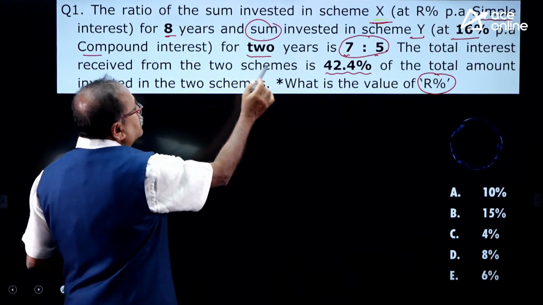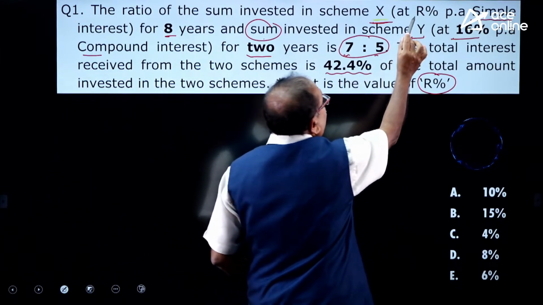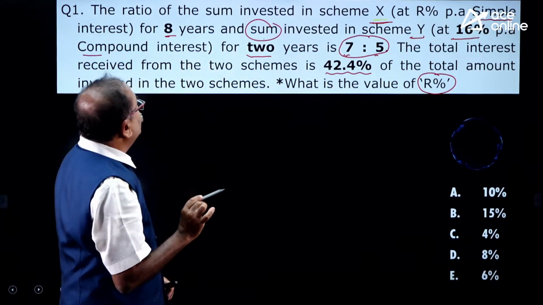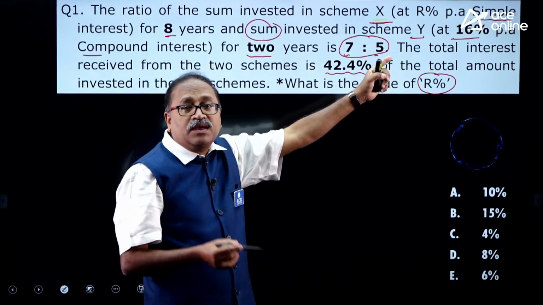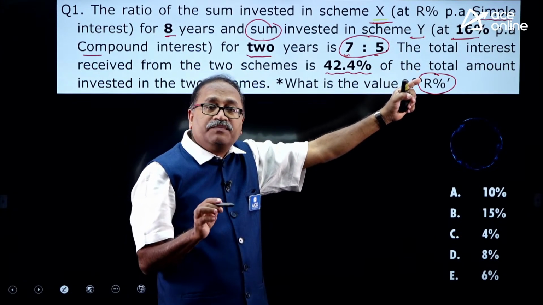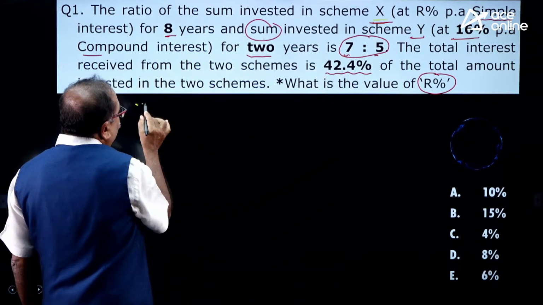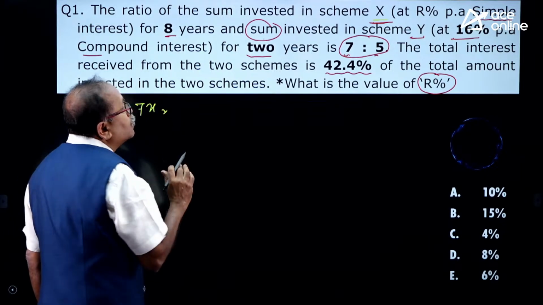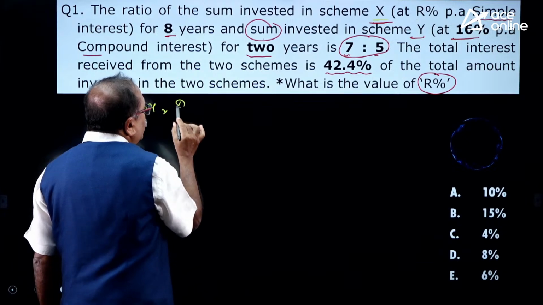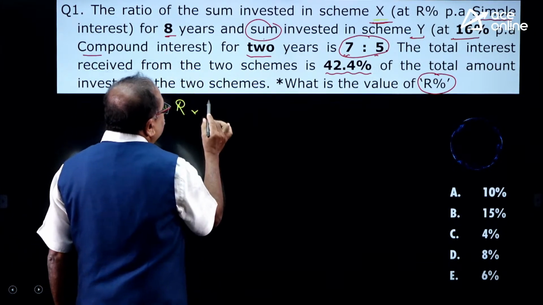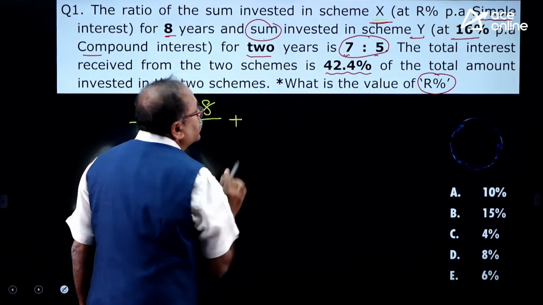I will consider that 7x is the principal, rate of interest is R% per annum, and for 8 years. So how do I calculate the interest on simple interest? That is PRT by 100. Can I put this in the PRT by 100 formula? So my P is 7x, into R, which is what I need to find out, into T, which is 8, by 100. Hope I am clear up to this.